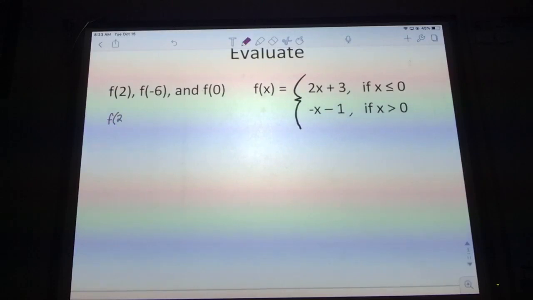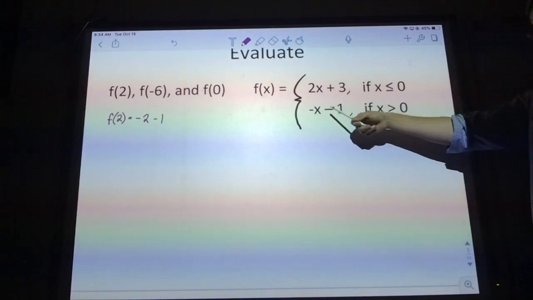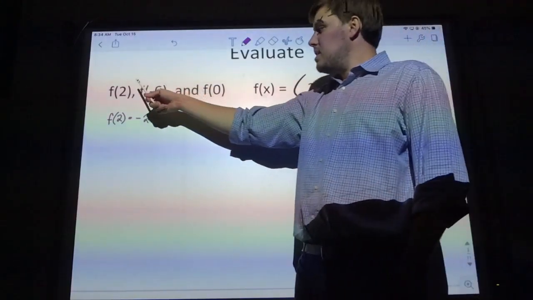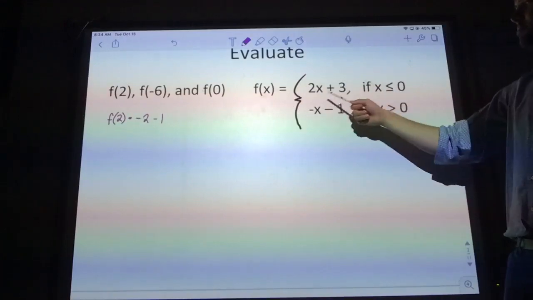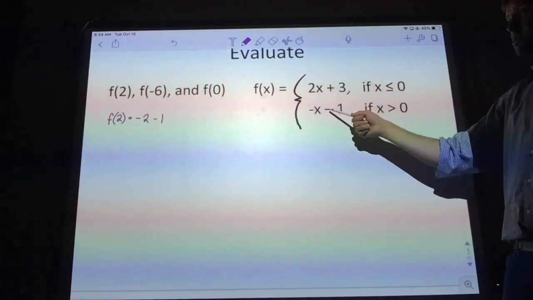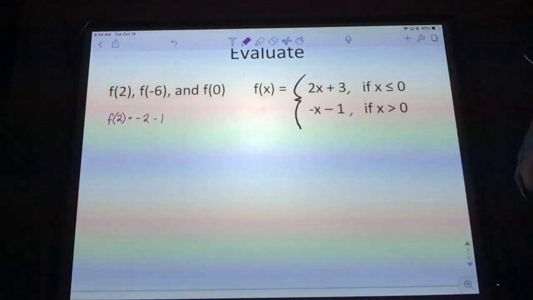What if it's a negative x though? Yeah, it's negative 1 for x. That's not greater than... Are you talking about right here, because it says negative x? Yeah. We are only talking about that number, whatever that number is. Sorry, that number is what you're going to plug into this. So this just runs off of that number. Okay, so that is negative 2 minus 1. So we know f of 2 equals negative 3.